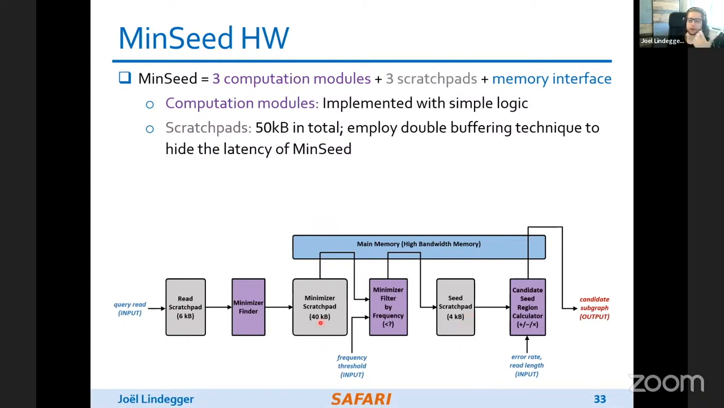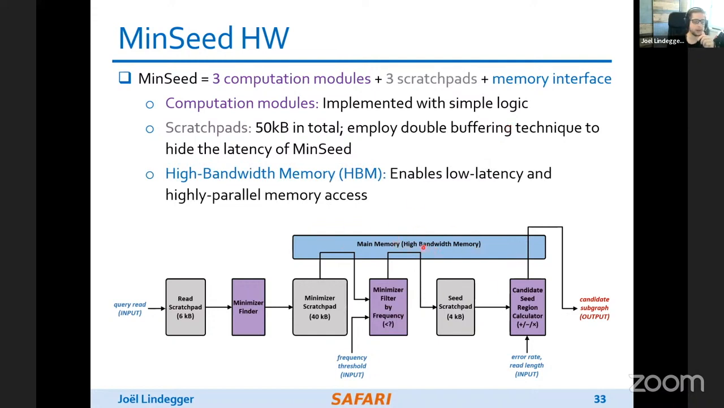If you compare that to a CPU, for example, CPUs have megabytes of cache. So 50 kilobytes of on-chip memory is fine. There's also some double buffering going on here. Essentially, you always have one copy ready in the scratchpad to send on to the next stage, so there's always input ready to work on. This reduces your latency and makes sure that your critical path remains short.